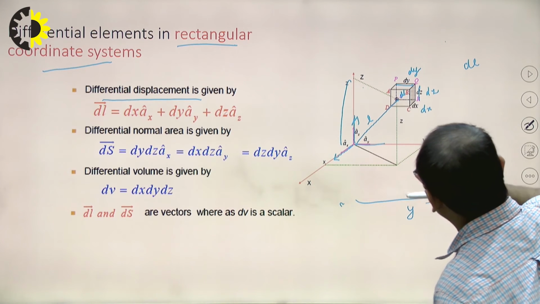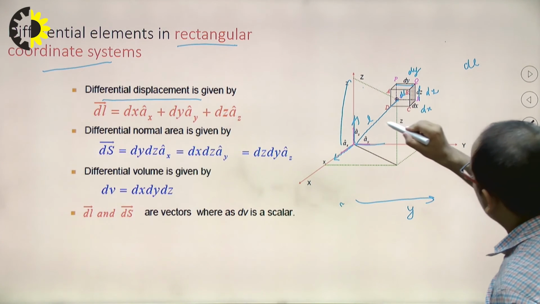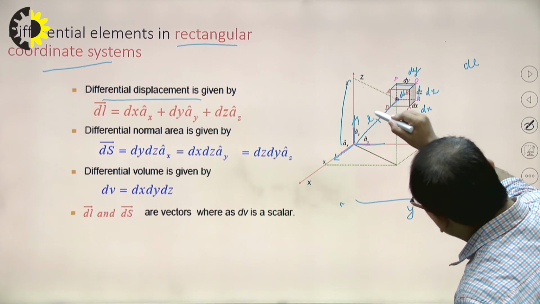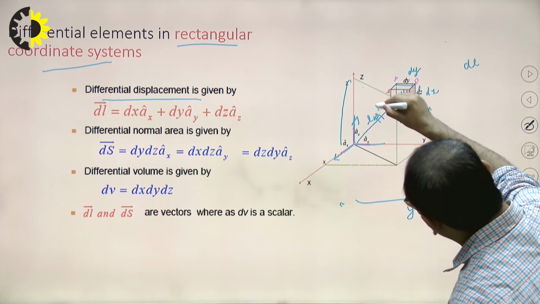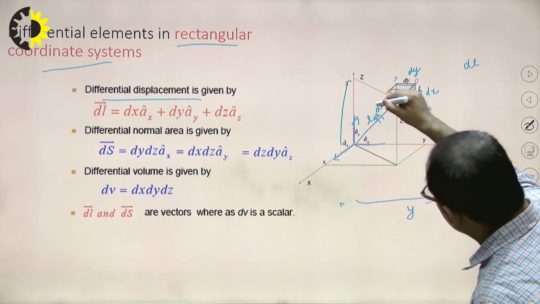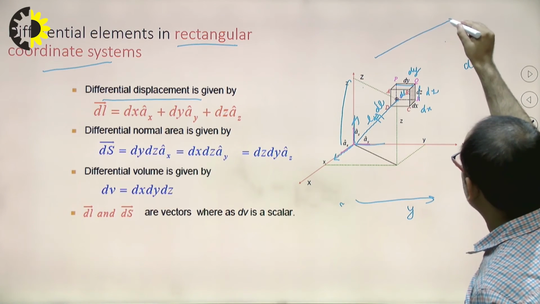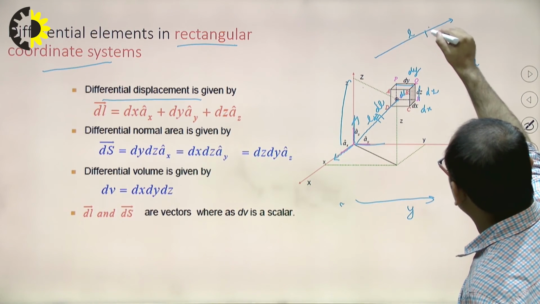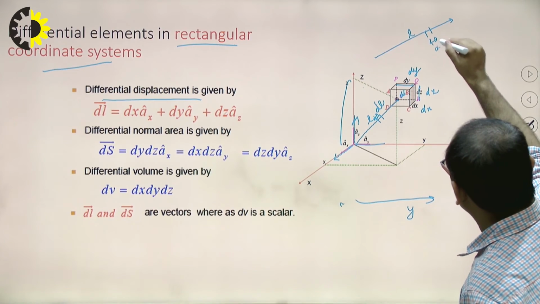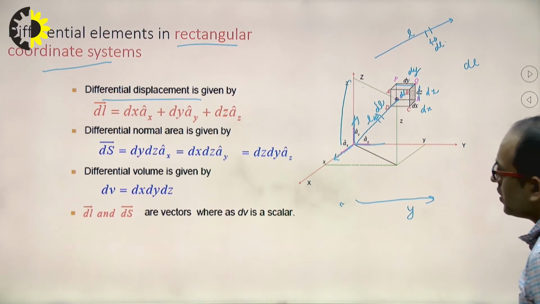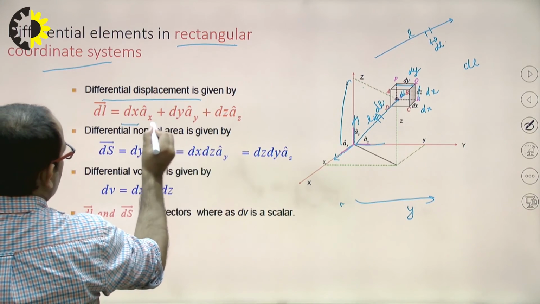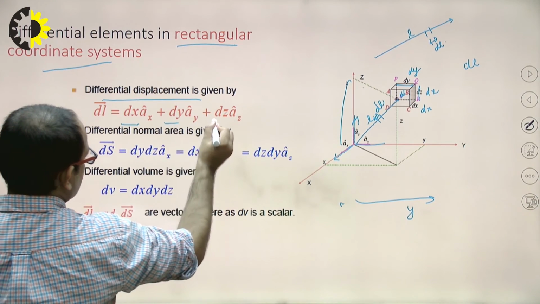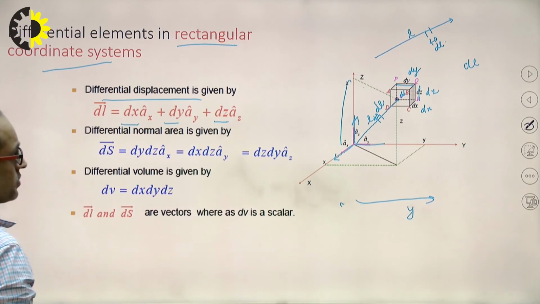From here to here. Clear? Or you can say a small part of this length will be what? dl. This is length, and a small part of this length will be dl. So dl will be equal to dx a_x plus dy a_y plus dz a_z.